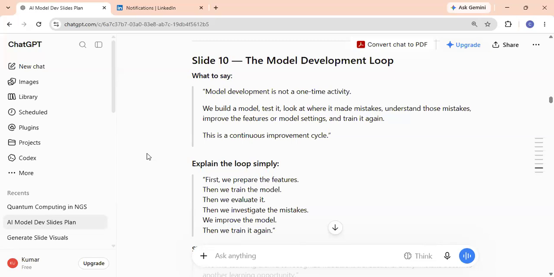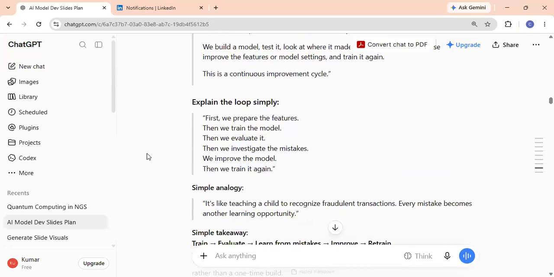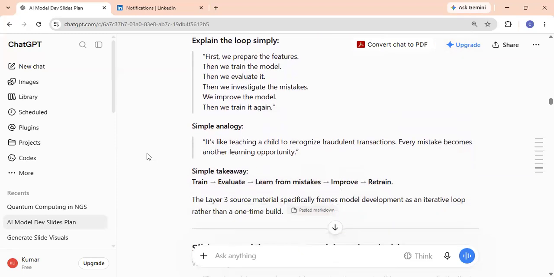So explain the loop simply. First, we prepare the features, then we train the model, then we evaluate it, then we investigate the mistakes, we improve the model, then we train it again. It means it is a cyclic process which is in loop. That is called model in loop, right? Then simple analogy is what?